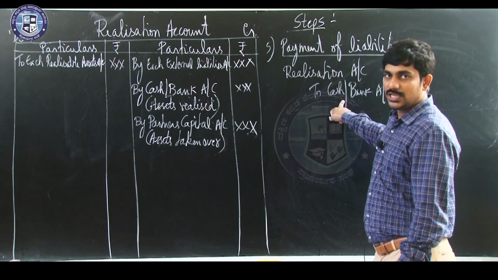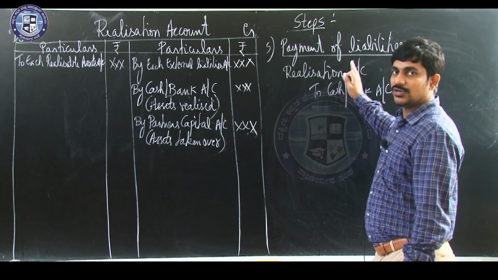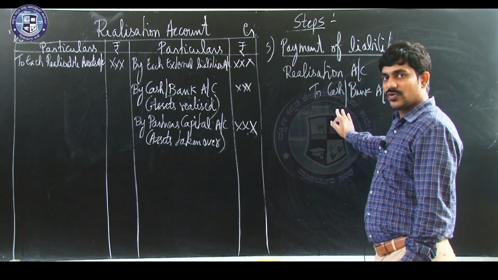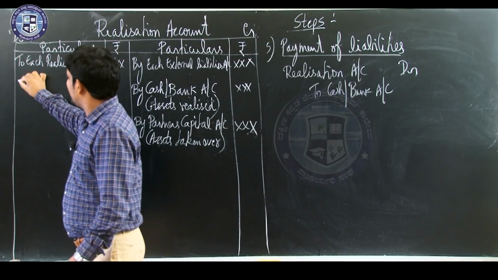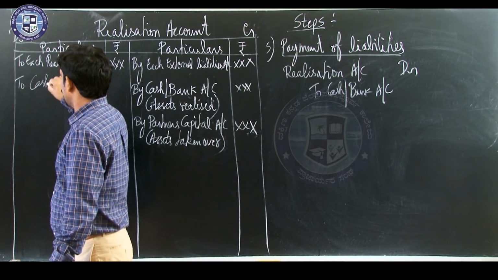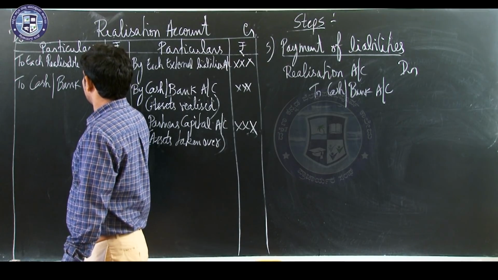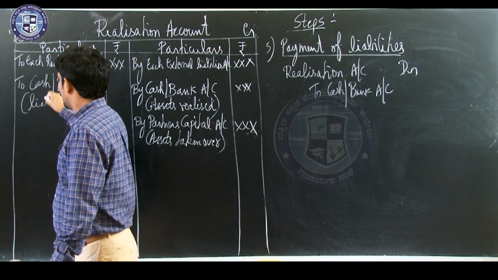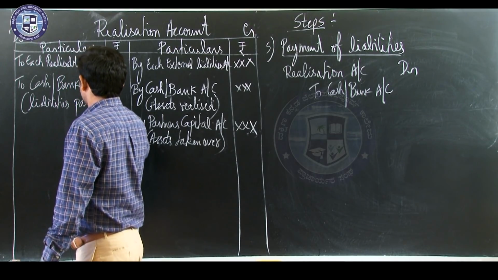This is according to the problem. If cash is given, then everywhere you have to write the cash account. If bank is given in the problem, then everywhere you have to write the bank account. So, payment of liability will go to the debit side, cash or bank account. Liabilities paid.